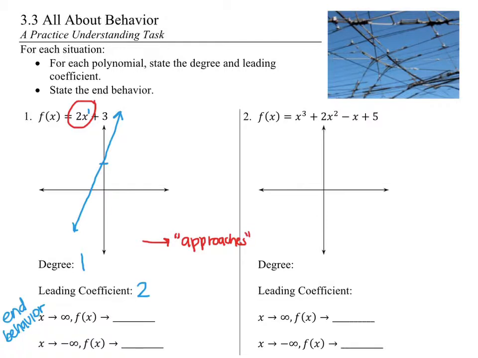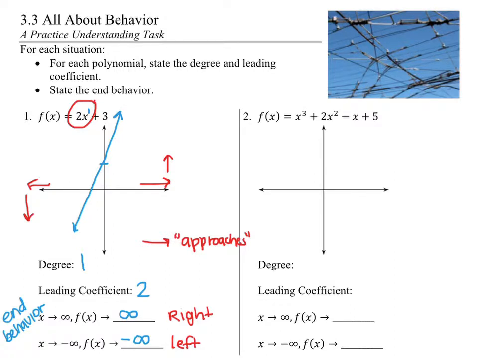So I'm saying as x approaches positive infinity, or as x is going to the right, I want to know what f of x is doing. So on this graph, as I go to the right, I'm going up. So I would say f of x approaches positive infinity. On the bottom, when it says x approaches negative infinity, f of x approaches something, this is talking about the left side of the graph. So as my graph goes to the left, it is going down. So I would put negative infinity.